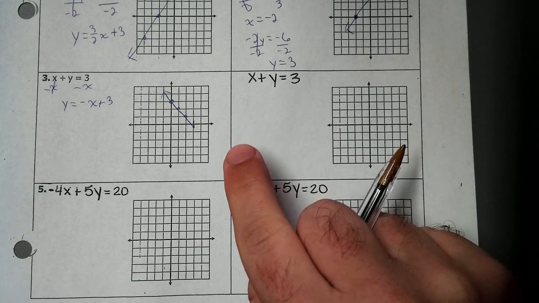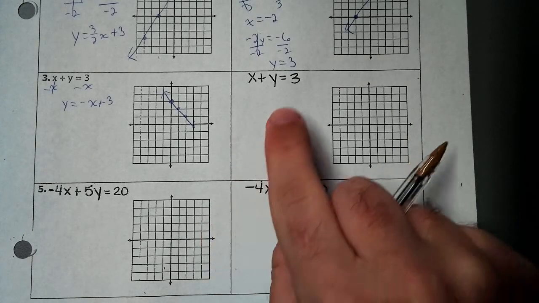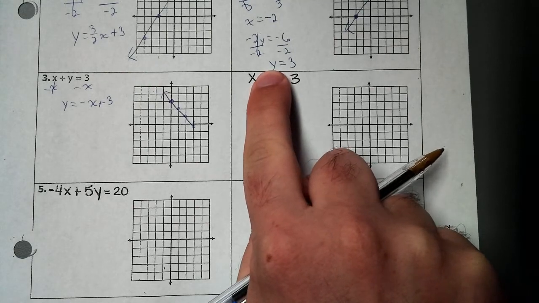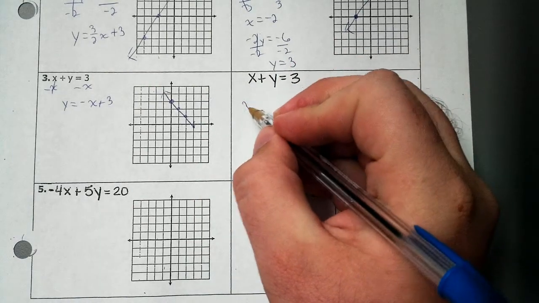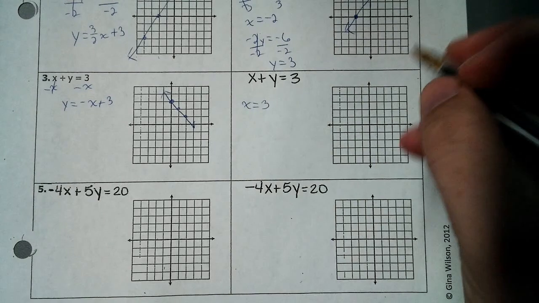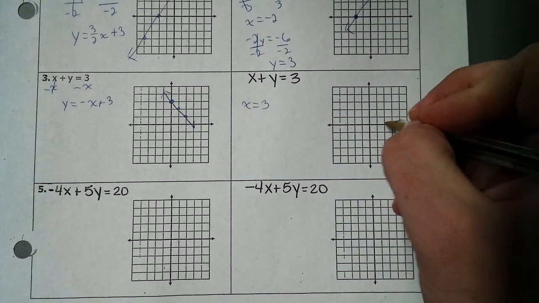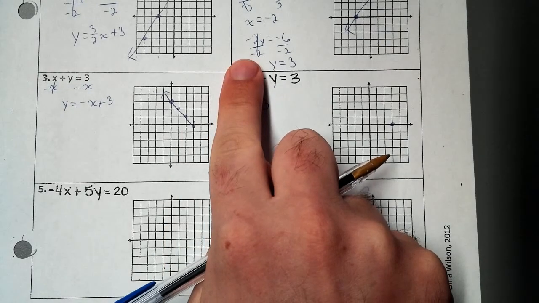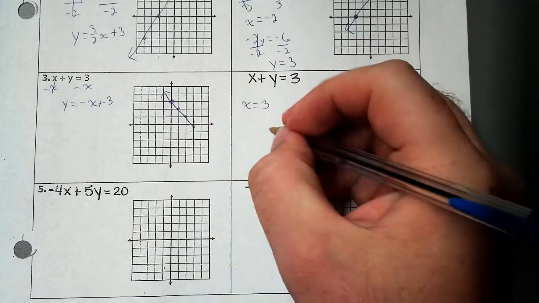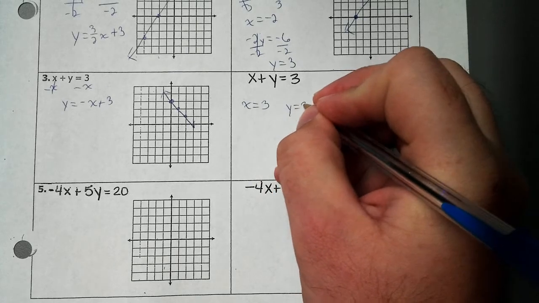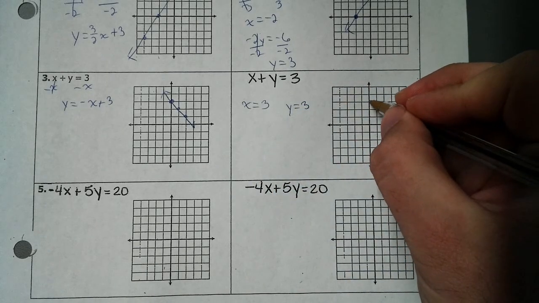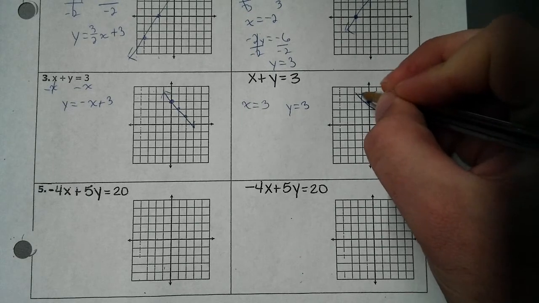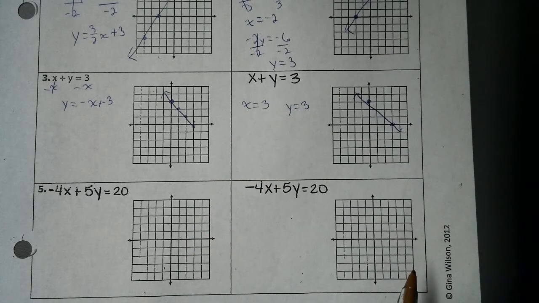Now, let's solve for the x-intercept first. So I'm going to cover up y. We're plugging in 0 for y. X is just equal to 3. So my x-intercept is at positive 1, 2, 3. When I plug in 0 for x, all I get is y is equal to 3. So 1, 2, 3. And those lines are exactly the same.